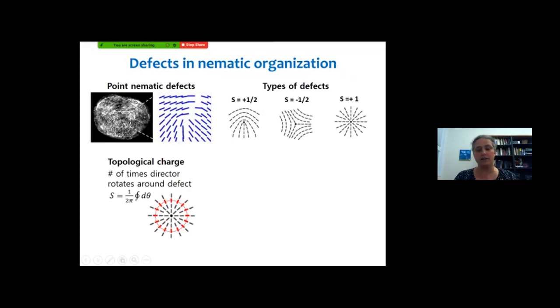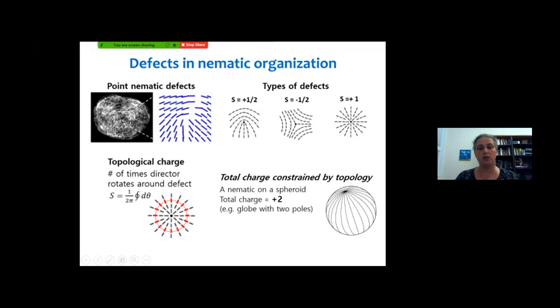Another important aspect of these defects is that when you look at a closed shape, like the spheroids, Hydra is a spheroid, then the total charge is constrained by topology. So there will be a total charge of +2 on a spheroid, and you're all familiar with this. If you look at the globe, you know that if you look at longitudinal lines of the globe, there has to be a north pole and a south pole. Each of these has a charge of +1 for a sum of +2.